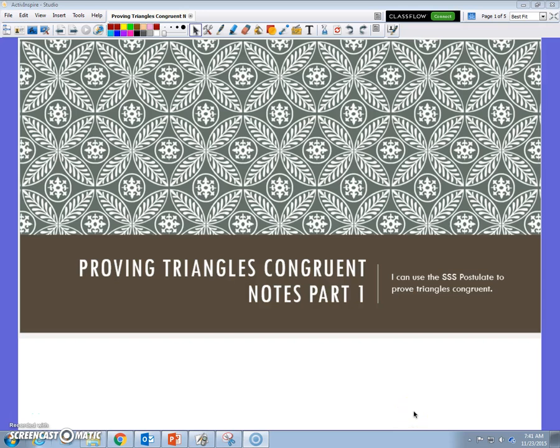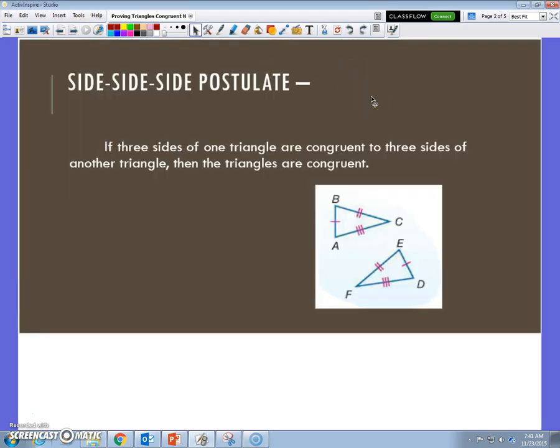Alright, this is Mr. Gillum, and today we're going to learn our first proving triangles congruent postulate, and it's called the side-side-side postulate. I like that keyword there, prove, so we're going to do some more proofs here with these, but I think you'll like them. They're not too bad. Basically what the side-side-side postulate says is that if three sides of one triangle are congruent to three sides of another, then the triangles are congruent.